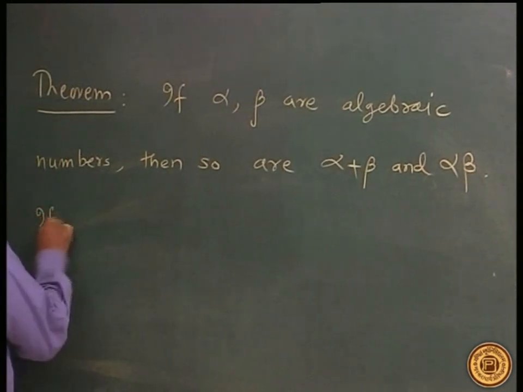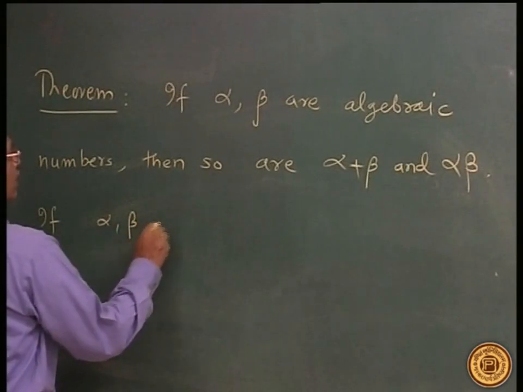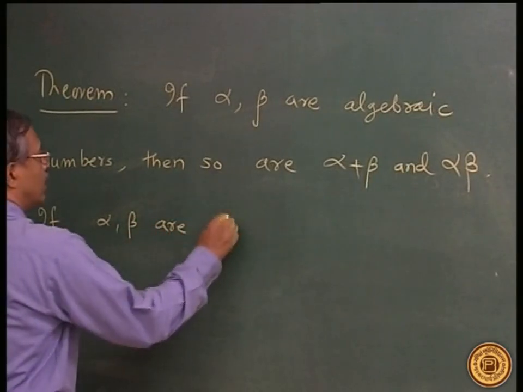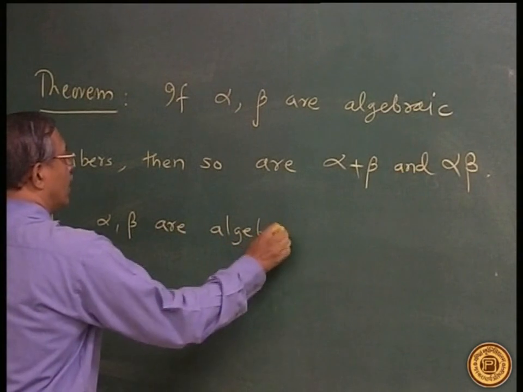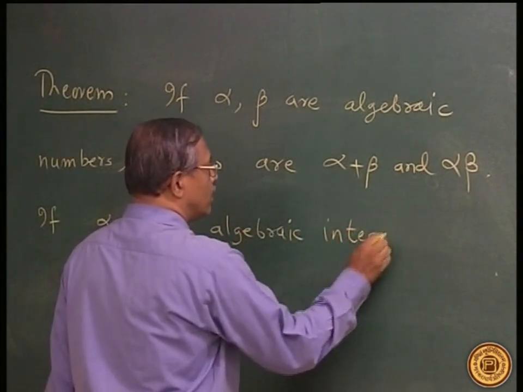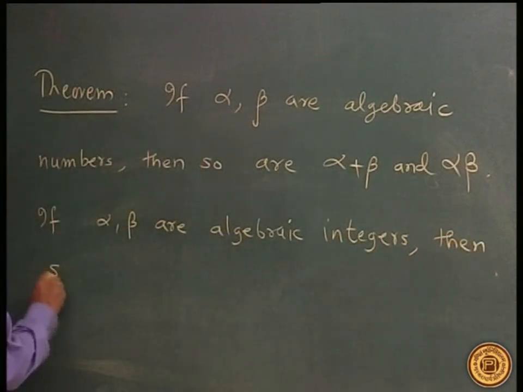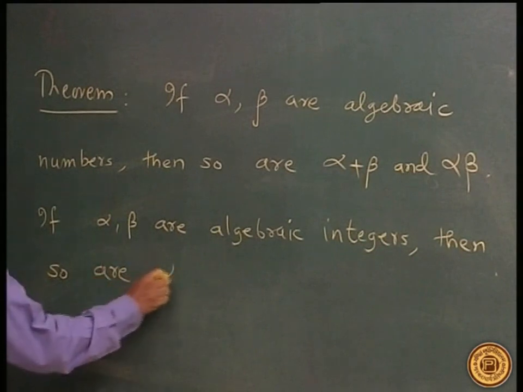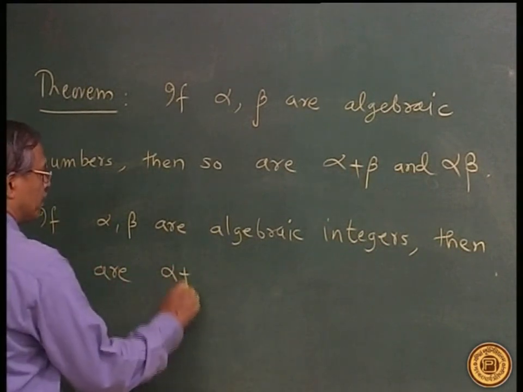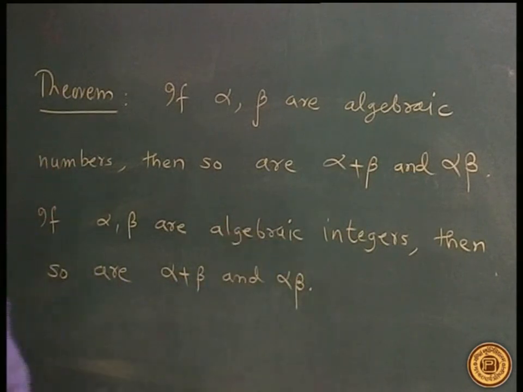If alpha, beta are algebraic integers, then so are alpha plus beta and alpha beta.